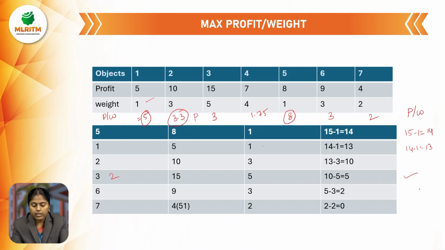And the next one, what is the next maximum profit? That is 3 here. What is the object here? 6. The profit here is 9 and the weight is 3. Again for the total weight you just deduct, 5 minus 3 equals 2. And the last one is 2. The object here is 7, the profit is 4, and the weight is 2. That is 2 minus 2 equals 0.